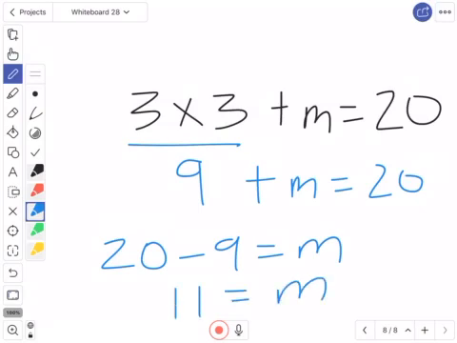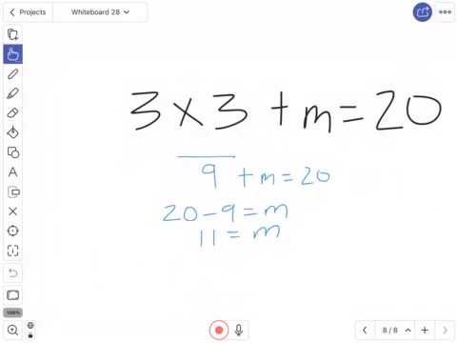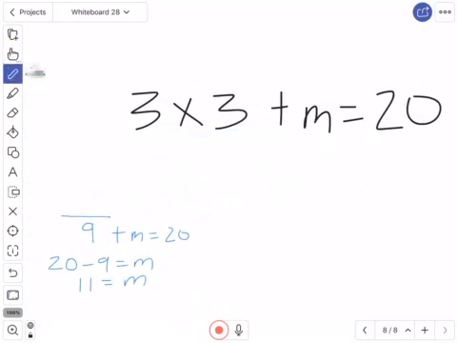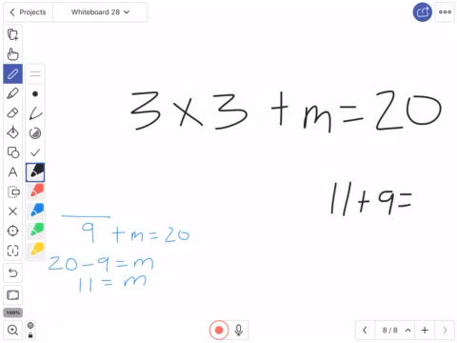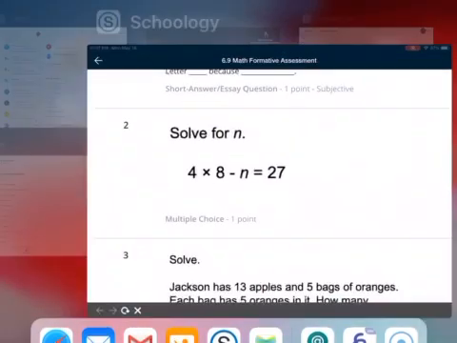And then I could even do a reverse to check if that all really makes sense. Does 11 plus 9 equal 20? Yeah. So that's why I could put 9 in that spot. So you can use that to help you for number 2.